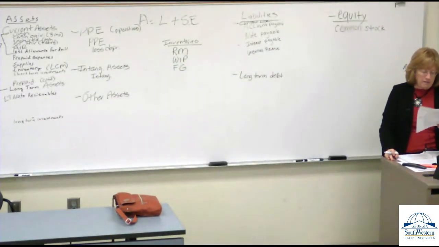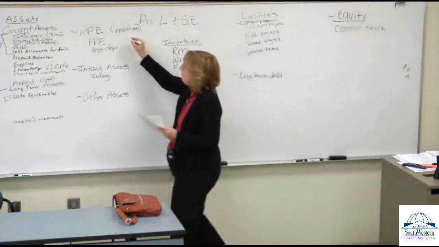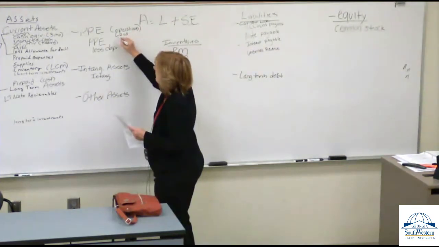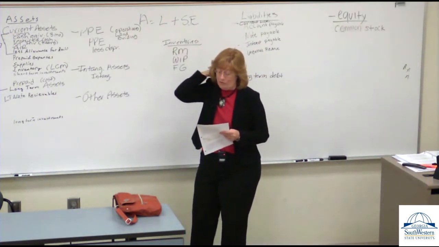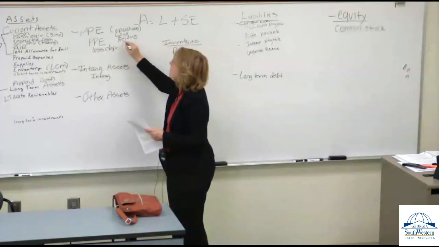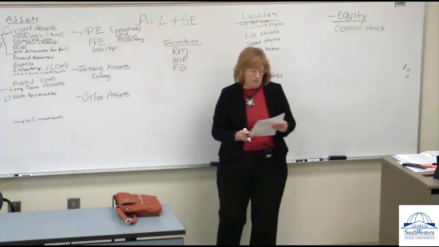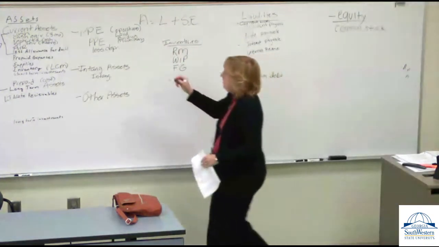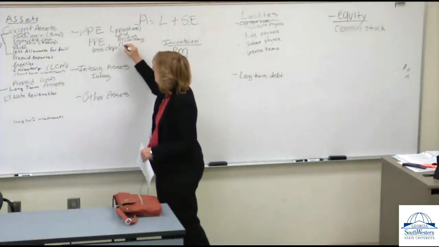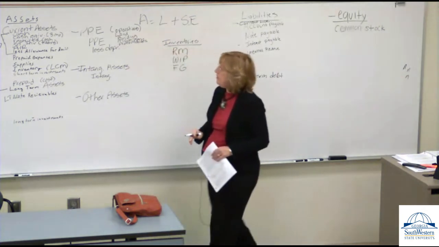The different types of these, the way they're usually listed, and the order they're listed in, is land. Well, actually, they're not always listed in that order, but anyway, we'll go with it. Land, building, machinery and equipment, and maybe even automobiles. Could even be a separate category in there.